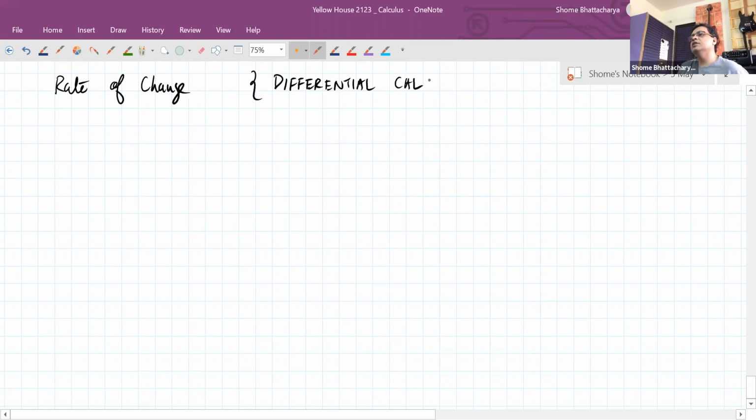The second part of calculus, as you might have heard, is called integral calculus or integration.